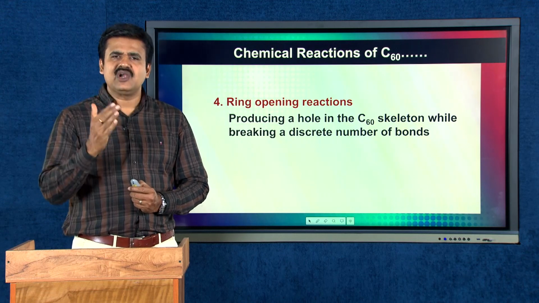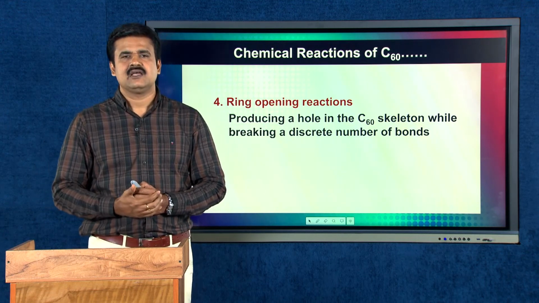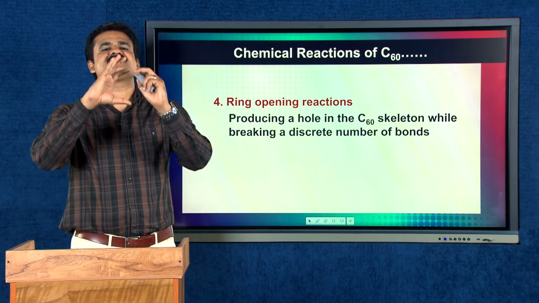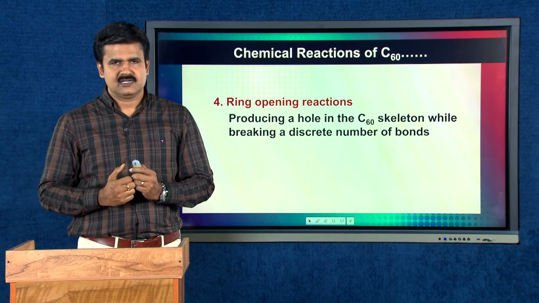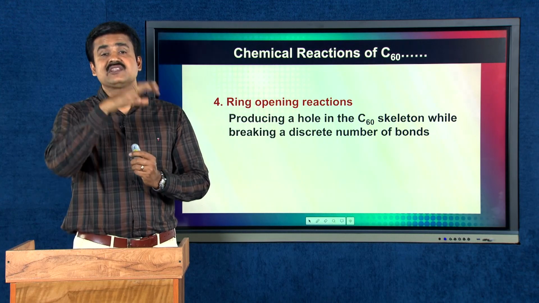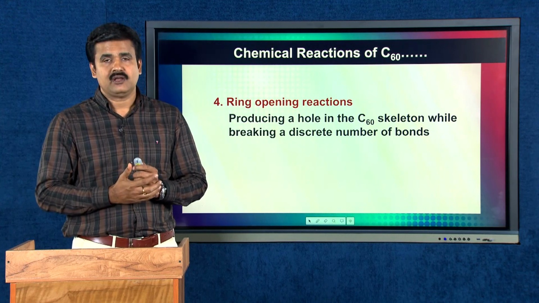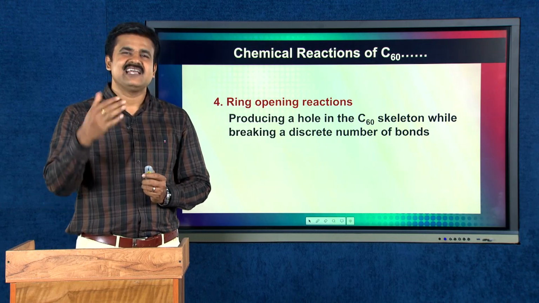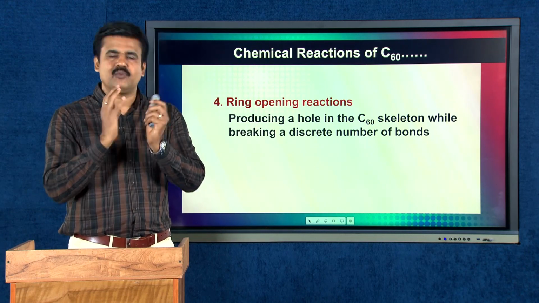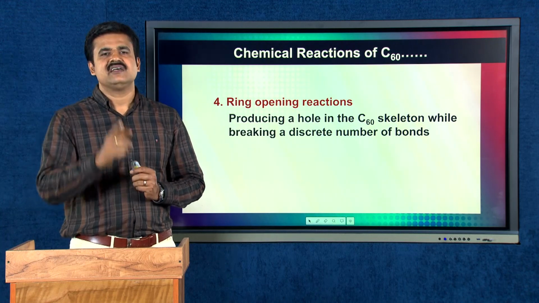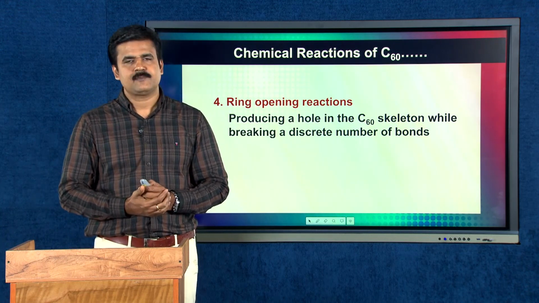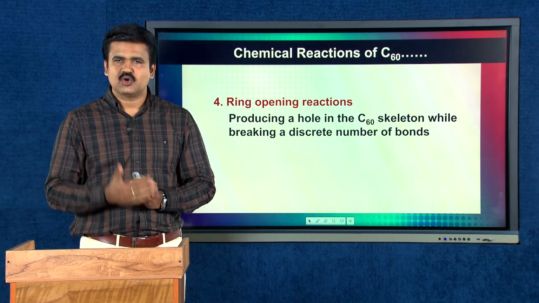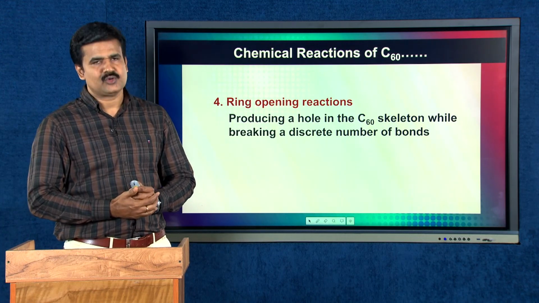Producing a hole in the C60 skeleton while breaking a discrete number of bonds. C60 is a hollow structure. If you are breaking some bonds on the surface of the C60 molecule, then that ring structure will open up. The reaction enabling the ring opening is said to be the ring opening reaction. That is the fourth category of the chemical reaction shown by the C60 molecule.